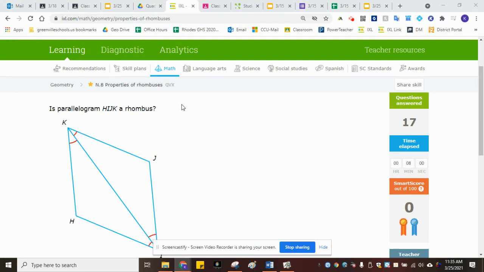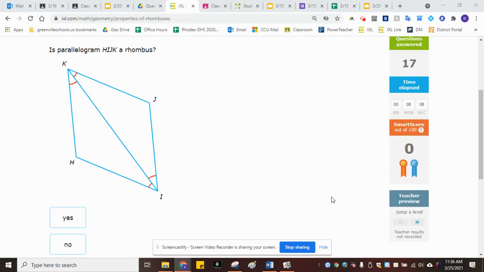All right, so yesterday people were having trouble with the 9.8 properties of a rhombus. You had to get up to an 85 on your score, and like I said, people were having trouble with it. So I wanted to go over some of this. If you look at this parallelogram, that's asking, is it a rhombus?